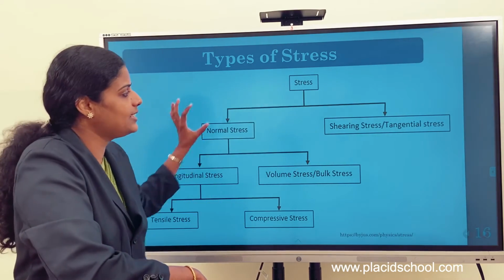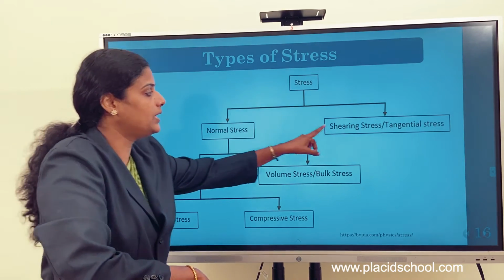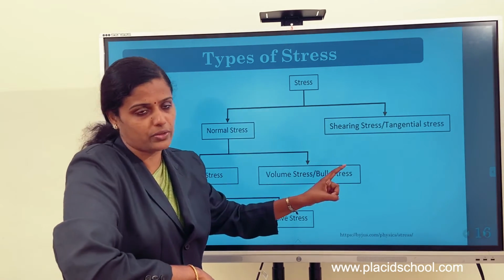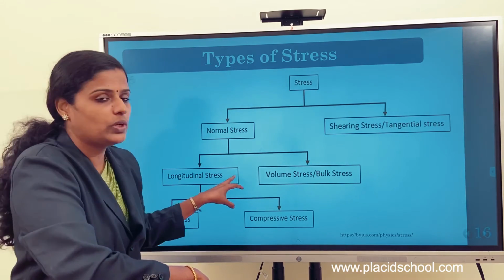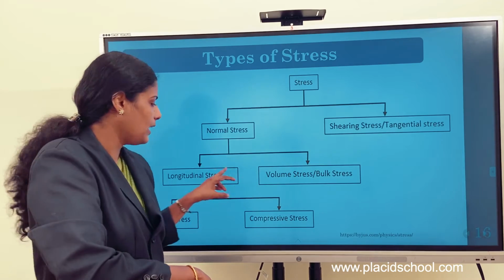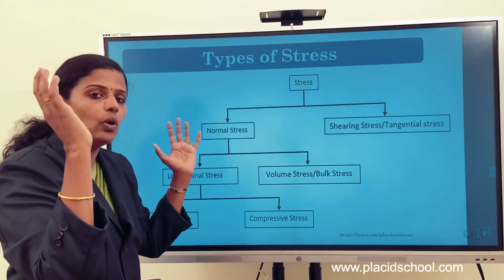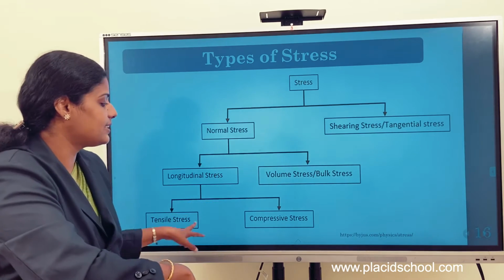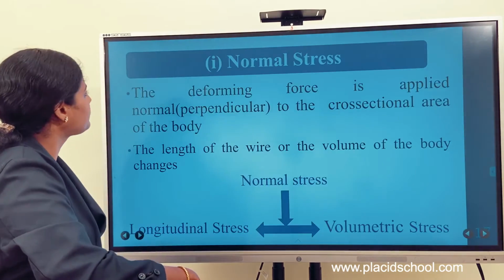What is the difference between these? Here we are applying a longitudinal force, but here we are applying a tangential force. When a longitudinal force is applied, it is classified as longitudinal stress and volume stress. And for longitudinal, we can give either tension or compression, so tensile stress and compressive stress. We can come to the details.